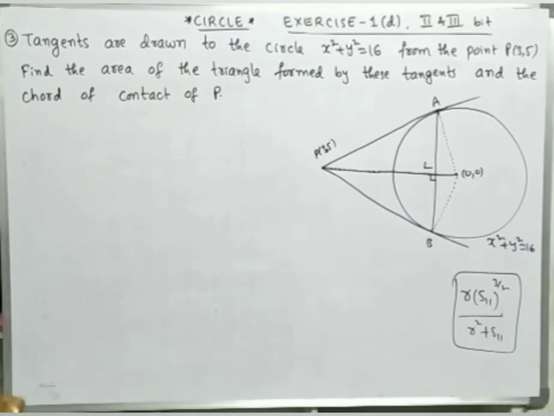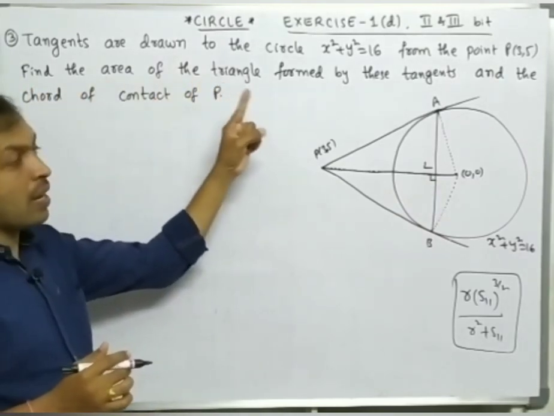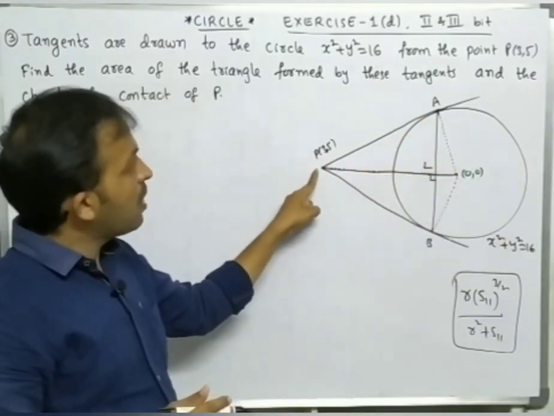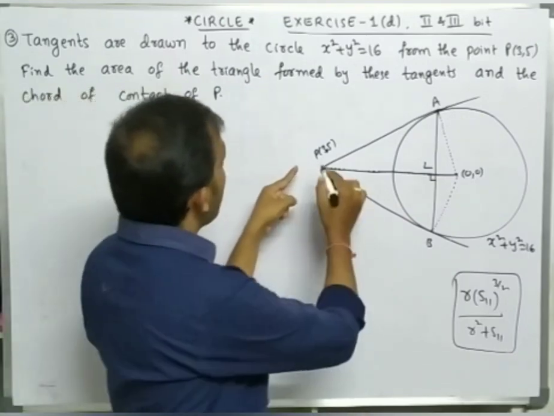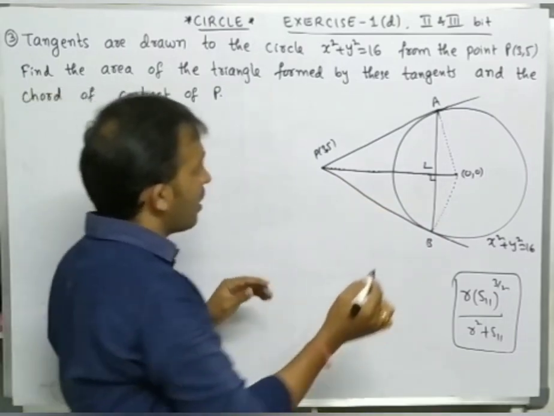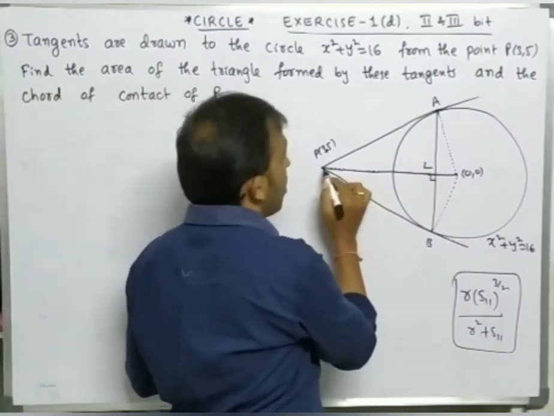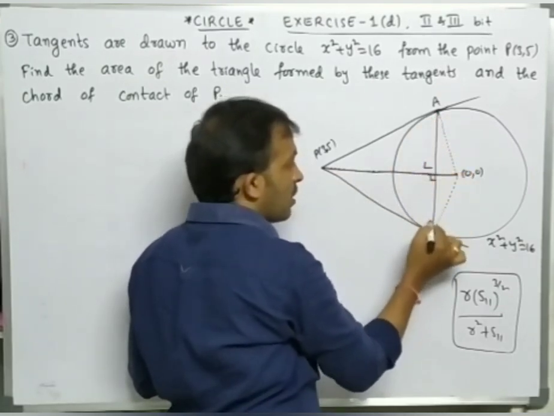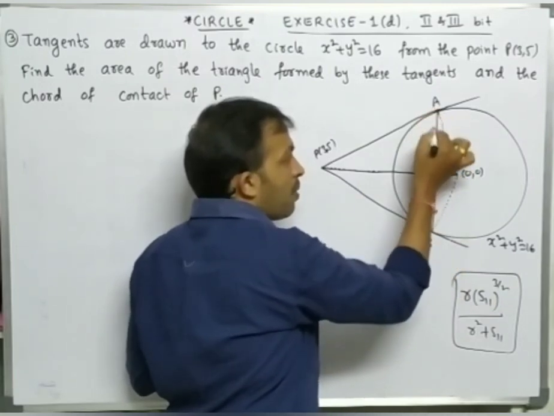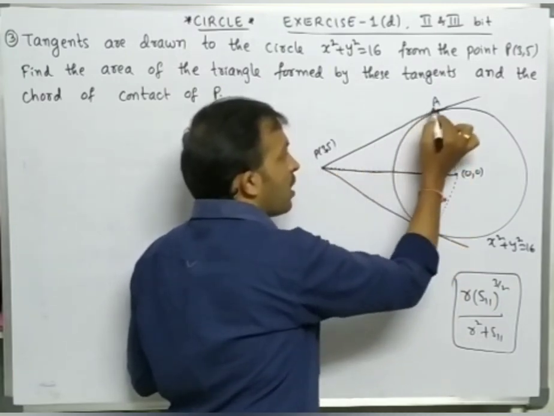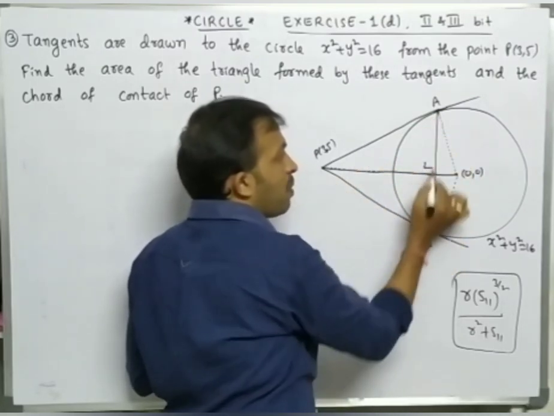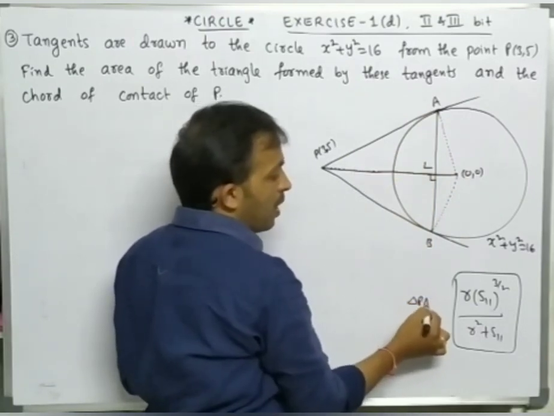Next, third problem. Tangents are drawn to the circle x square plus y square is equal to 16 from the point P(3, 5). Then find the area of the triangle formed by the tangents and the chord of contact of P. So this is the chord of contact. These two tangents touch the circle at A and B. AB is called the chord of contact. So we should find the area between these two tangents and the chord of contact. That means the area of the triangle PAB.